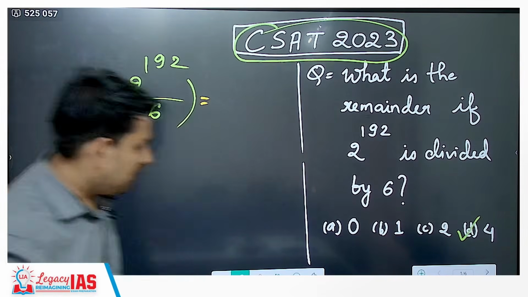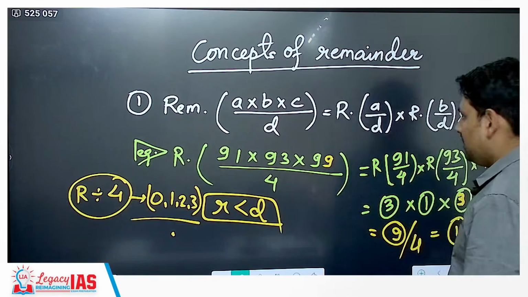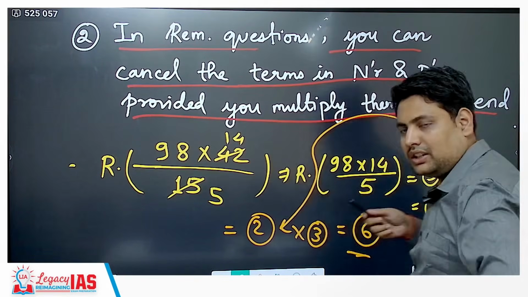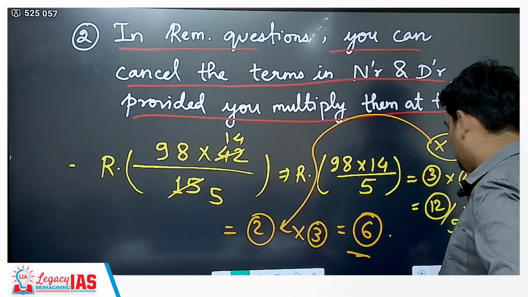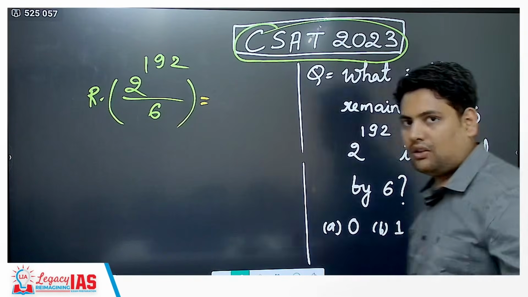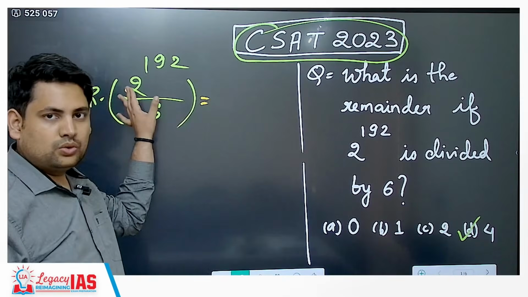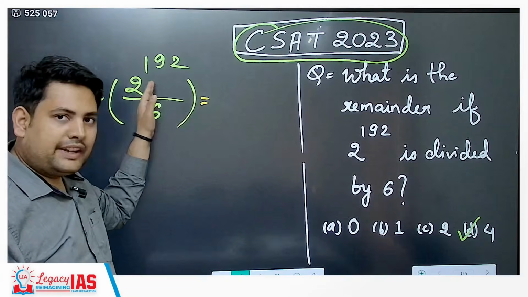Now, by concept, these are the three concepts that we have learned. First is distribution. Second is you can cancel out, but you must introduce it later in the answer. And the third is negative remainder. Now see how we will use all these. Now you know that if it were just 2 divided by 6, you can cancel out something. So we will get a 2 out of it.